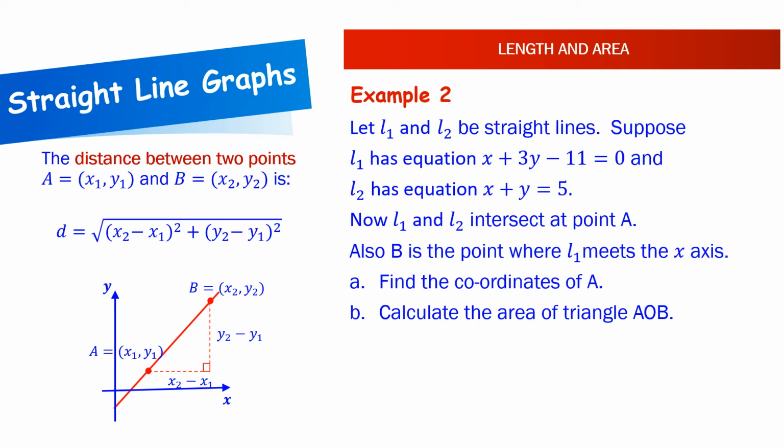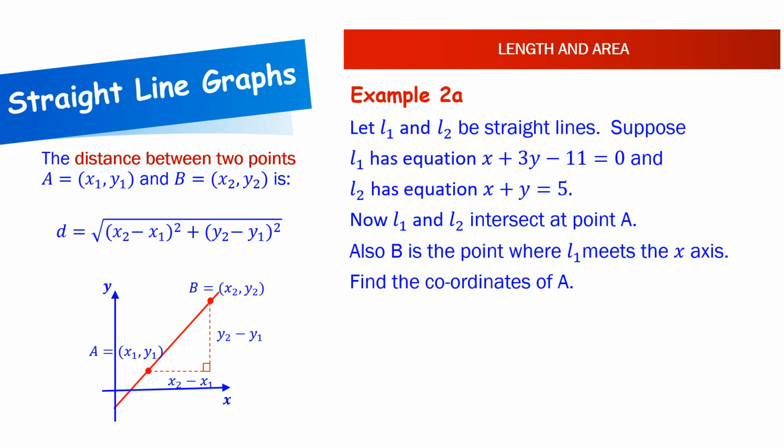So we let L1 and L2 be straight lines. Suppose L1 has equation x plus 3y minus 11 equals 0 and L2 has equation x plus y equals 5. Now, L1 and L2 intersect at point A. Also, B is the point where L1 meets the x-axis. Find the coordinates of A. And secondly, calculate the area of triangle AOB.